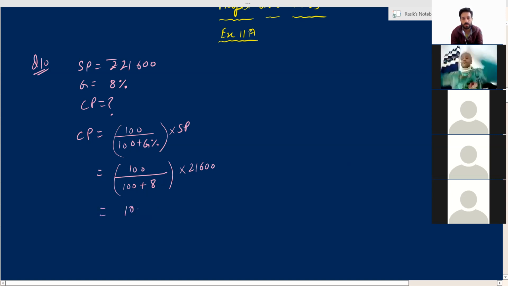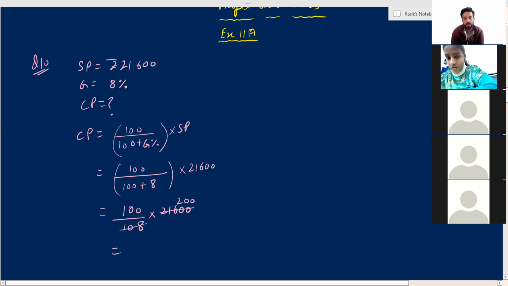So 100 upon 108 into 21600. When you divide 21600 by 108, you will get 200. 200 into 100 is 20,000. Yes, 20,000. This is the CP. One of the easiest questions.